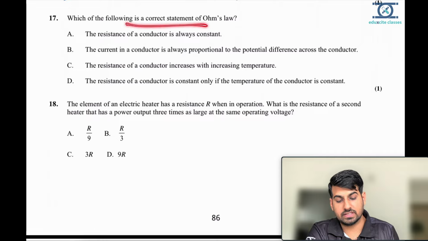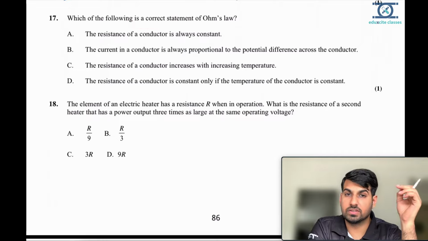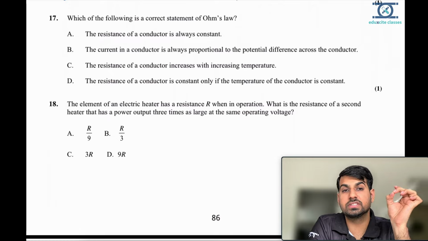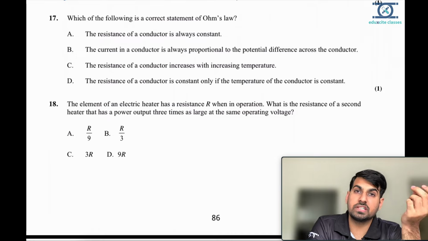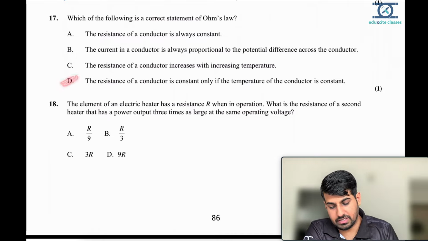Now, which of the following is a correct statement for Ohm's law? The resistance of a conductor is constant only provided the physical condition such as temperature is constant. If you are changing the temperature, then the resistance will change. Okay, so option D is the right answer.